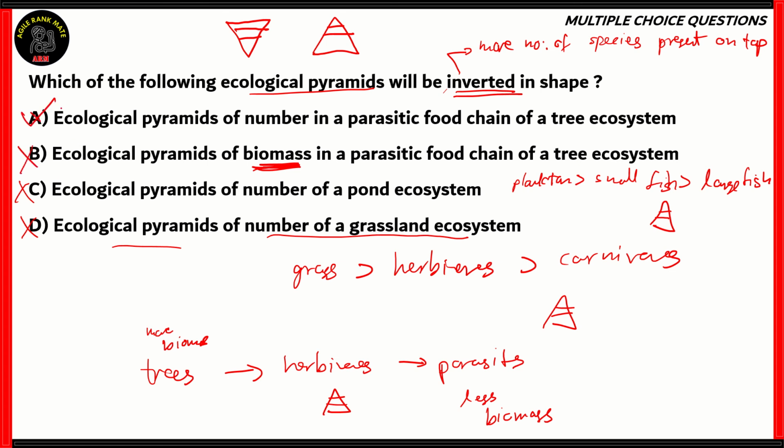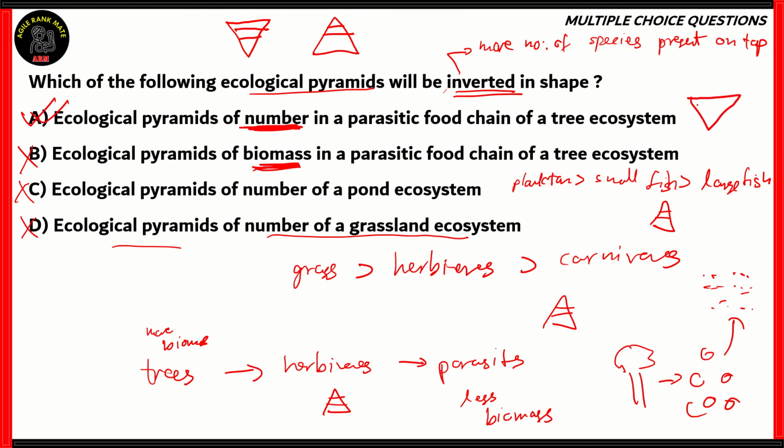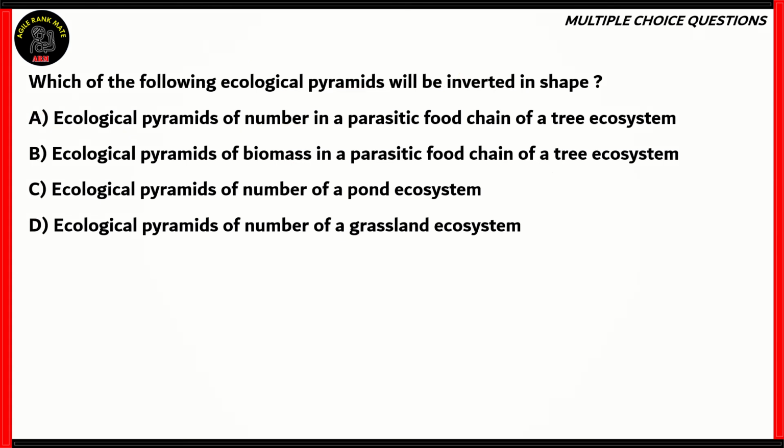The correct answer is option A, ecological pyramids of number in a parasitic food chain of a tree ecosystem. So you have one large tree feeding a small amount of herbivores, which then feeds a whole multitude of parasites. So therefore the pyramid for this particular scenario, number in a parasitic food chain, happens to be inverted. There are a few trees feeding a large amount of herbivores, which feeds a multitude of parasites. So therefore option A is the correct option.